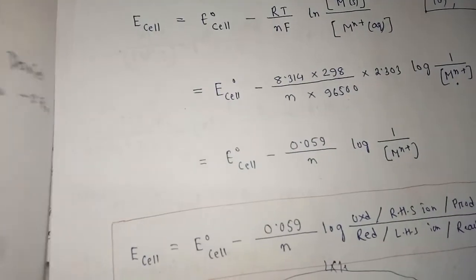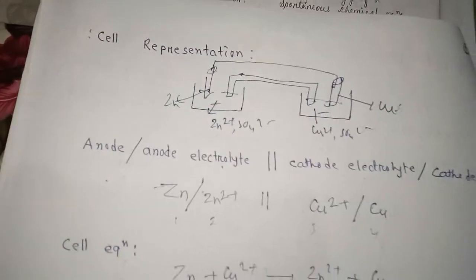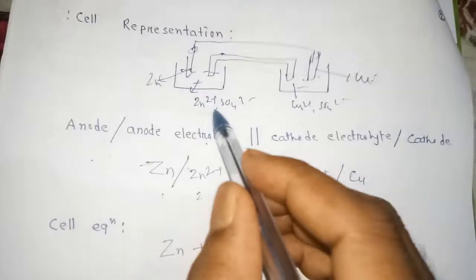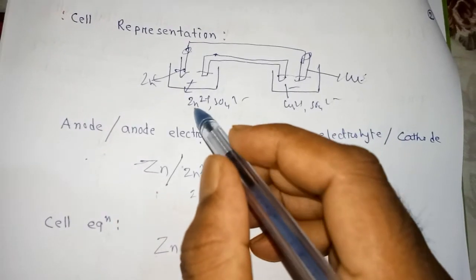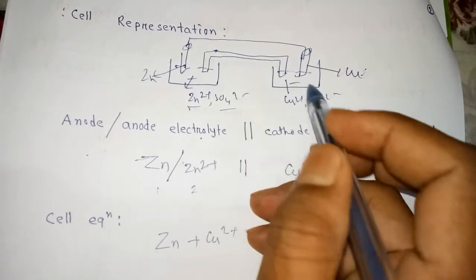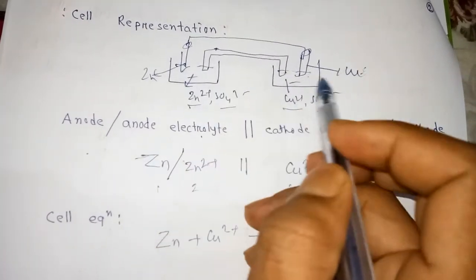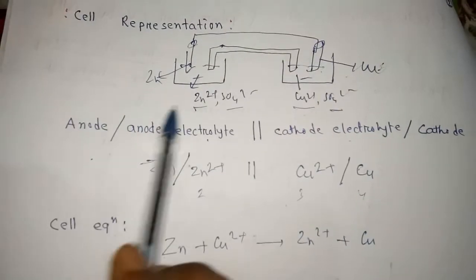Next one, we have to read about cell representation. Now in the last figure that we drew, this is your ZnSO4 solution, Zn dipositive, SO4 dinegative. This is the CuSO4 solution, Cu dipositive, SO4 dinegative. This is the zinc rod, this is the copper rod. Now how to represent a cell?